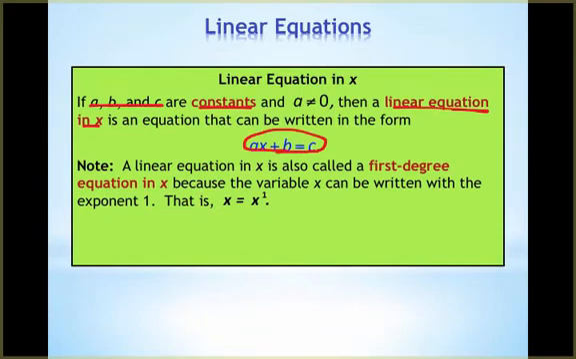A linear equation in x is also called a first degree equation in x because our variable is written with an exponent of 1. So x means the same thing as x to the first, and since our exponent is 1, we call this a first degree equation.